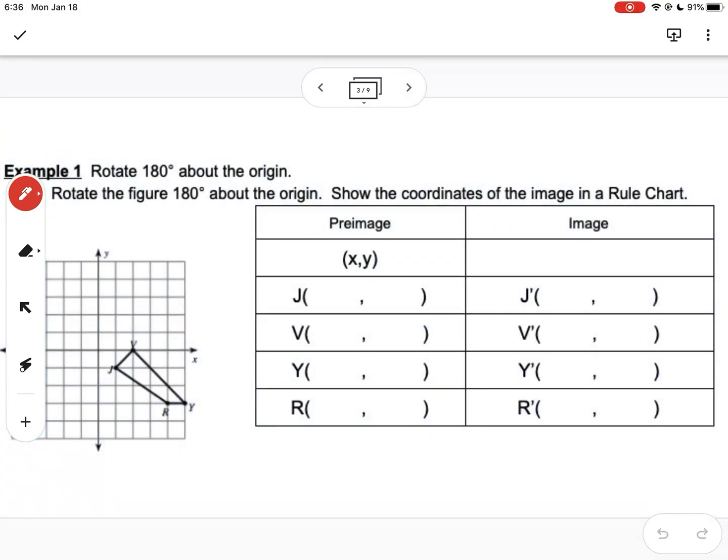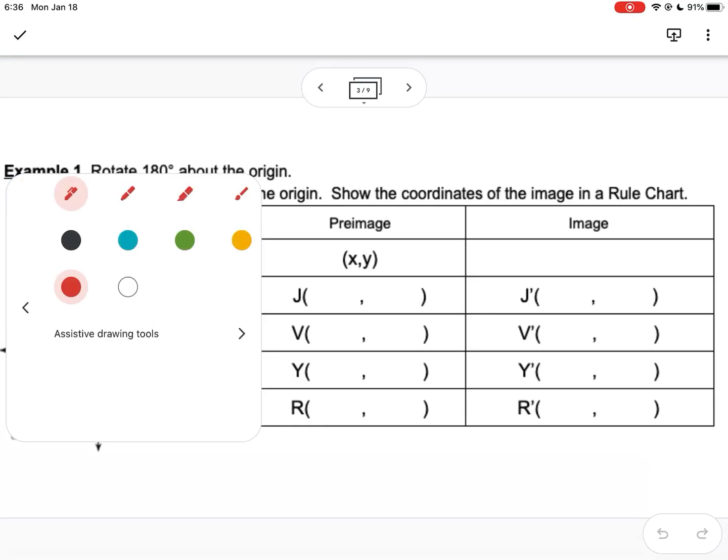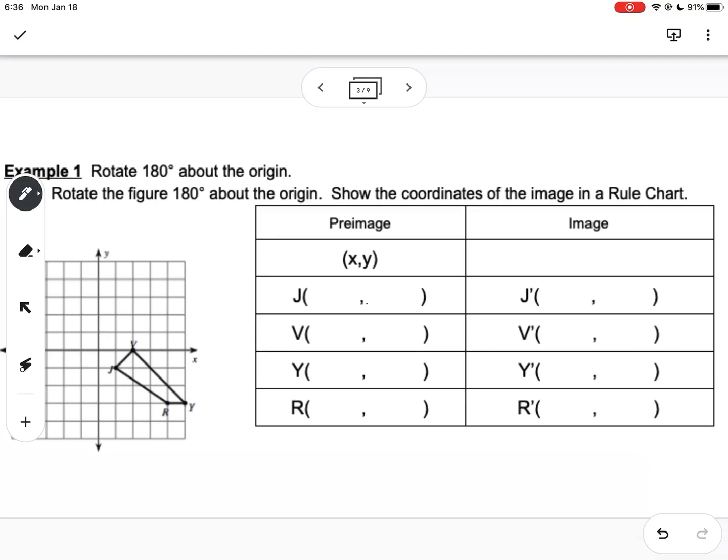All right, so we're going to start with a 180-degree rotation about the origin. First, let's get those ordered pairs from the original. Point J is starting at 1, -1, because it's below the x-axis. Point V is at 2, 0. Point Y is at 5, -3. And point R is at 4, -3.